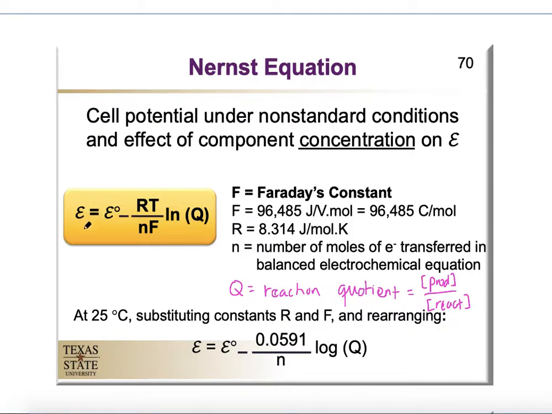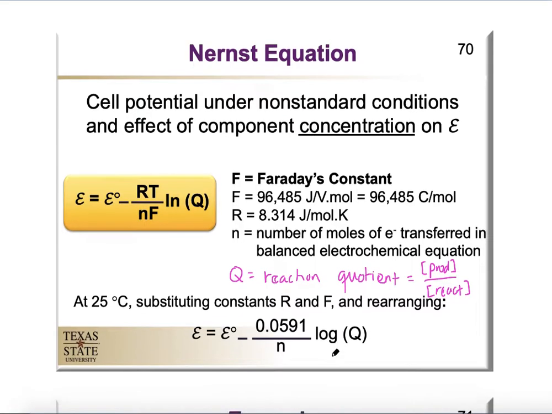Now, there's another version of this equation. If you are at 25 degrees Celsius, you can plug in the values for R, T, and F, and those together end up being 0.0591. And so in your equation, now you have fewer variables. So again, if you are at 25 degrees Celsius, then this equation is valid because it has already replaced R, T, and F with this number. But notice also that they change the natural log, ln, to a log base 10. So be careful if you use this equation, make sure that you use the proper logarithm.